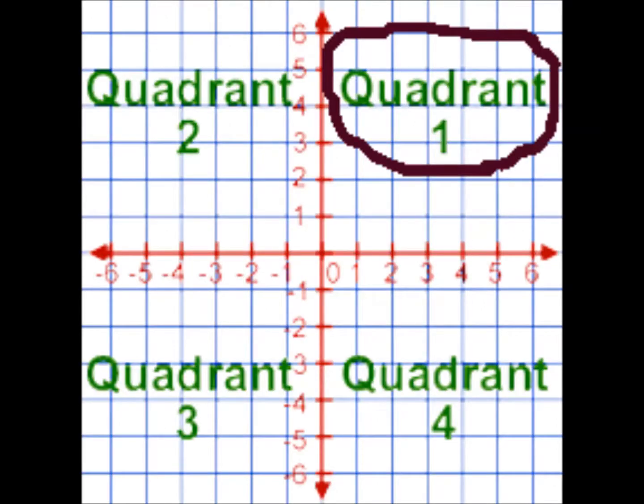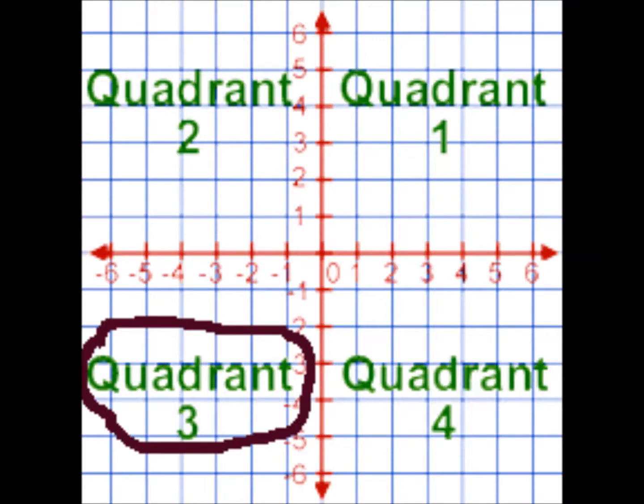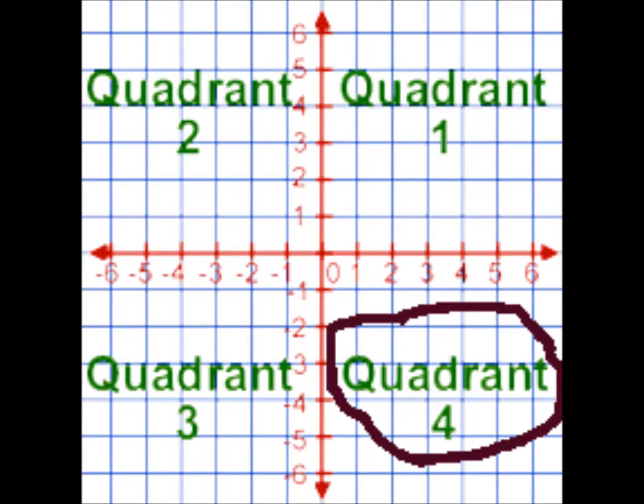The first quadrant is in the top right and is called quadrant 1. The second quadrant is in the top left corner and is called quadrant 2. The third quadrant is in the bottom left and is called quadrant 3. The last quadrant, quadrant 4, is in the bottom right. Notice these quadrants go in counterclockwise order.